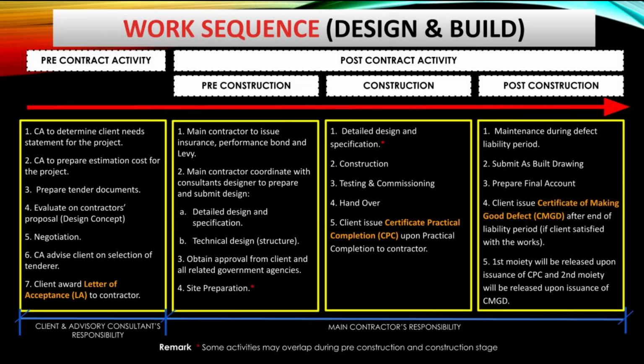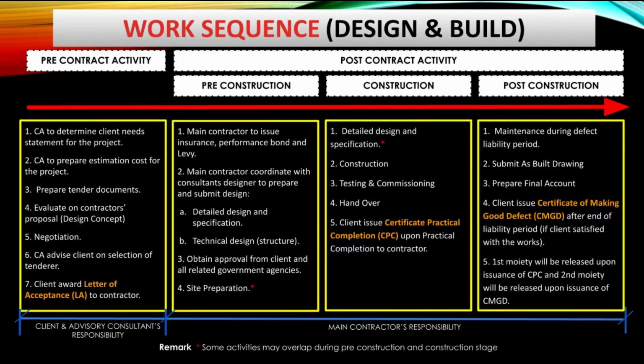By using the design and build procurement method, project duration can be reduced compared to the conventional procurement method. It is because some activities can be carried out concurrently during the pre-construction and construction period. The pre-construction stage is the process or activities required from issuance of the letter of award until construction begins. For example, submission of insurance and performance bond by the contractor.